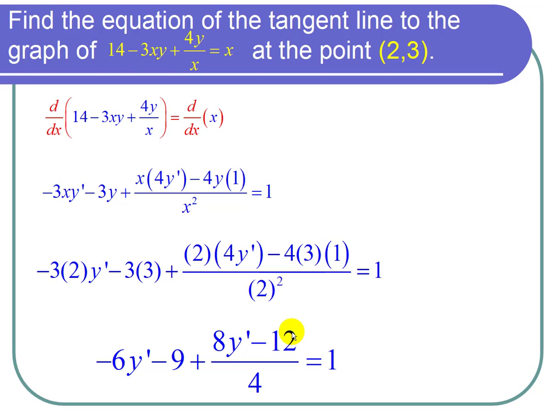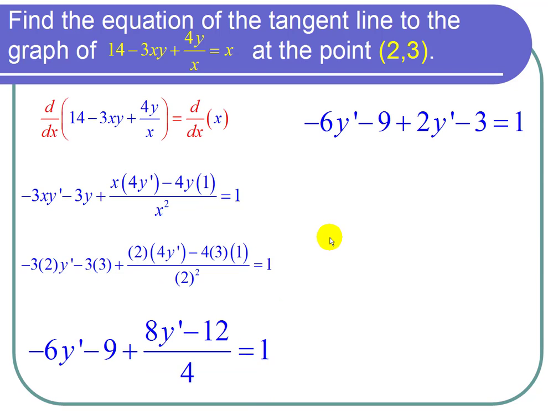And I get negative 6y prime minus 9. 8 divided by 4 is 2, so I get plus 2y prime. And 12 divided by 4 is 3, and I get minus 3 equals 1. So now I can add the negative 6y prime and the 2y prime to get negative 4y prime. And I can also see I have a minus 9 minus 3, which is negative 12, and add 12 to both sides to get 13. So I get negative 4y prime equals 13.